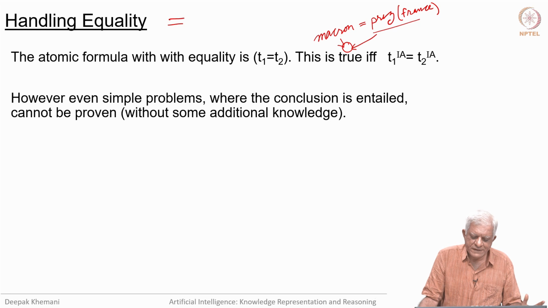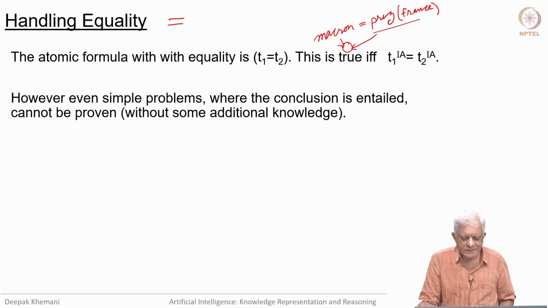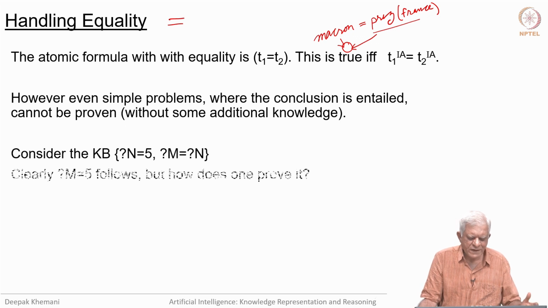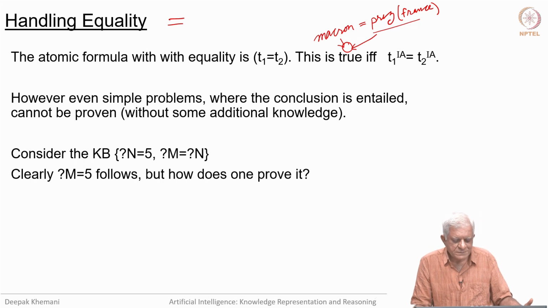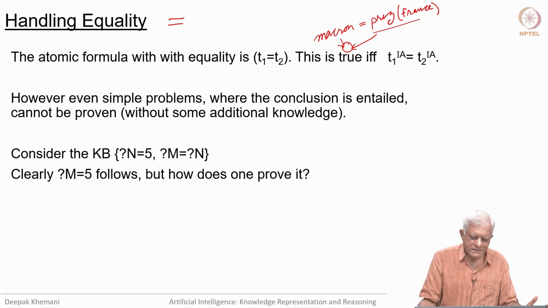However, even simple things where the conclusion is entailed cannot be proven without some additional knowledge, and so we will look at what is that additional knowledge and how do we use it. So, here is a very simple knowledge base. It says there is a variable n whose value is 5. So, we have written this as n equal to 5, and then we are saying that m equal to n, m is another variable, and we are saying it is equal to n essentially.